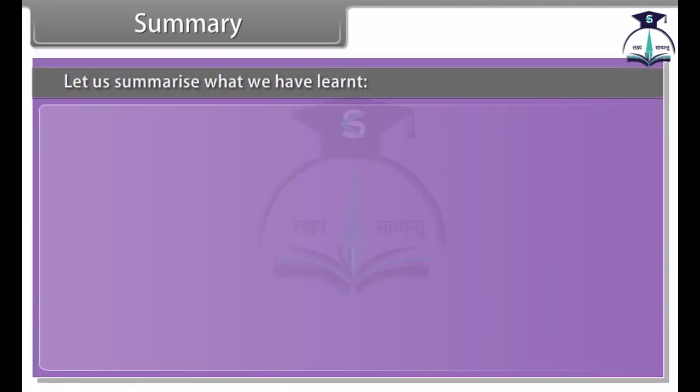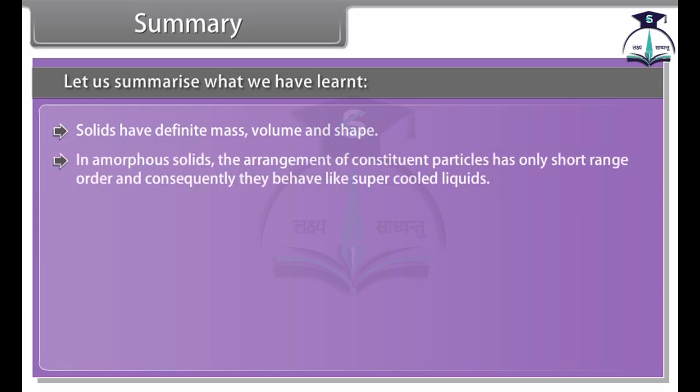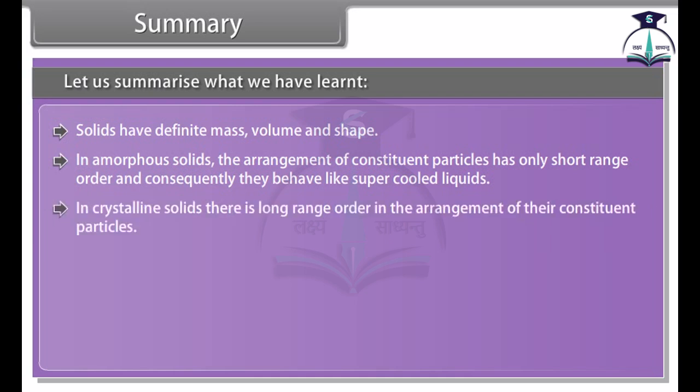Let us summarize what we have learned. Solids have definite mass, volume, and shape. In amorphous solids, the arrangement of constituent particles has only short-range order, and consequently they behave like supercooled liquids. In crystalline solids, there is long-range order in the arrangement of their constituent particles.